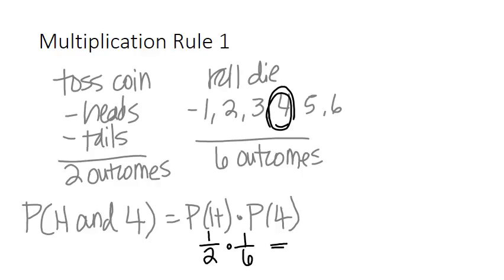And if you don't remember, when you multiply fractions, you multiply straight across. So 1 times 1 is 1 on top. 2 times 6 is 12 on the bottom. So you have a 1 in 12 chance, a 1 in 12 probability of flipping a coin and getting heads and rolling a die and getting 4.